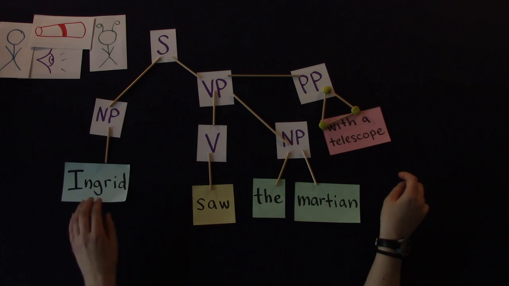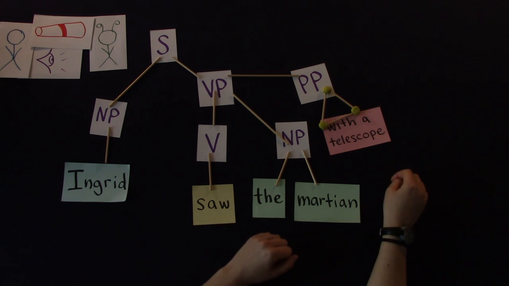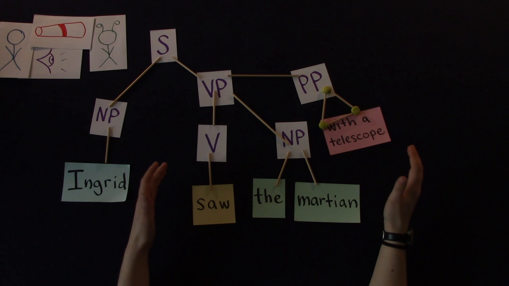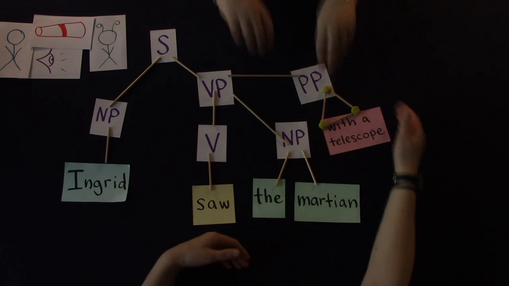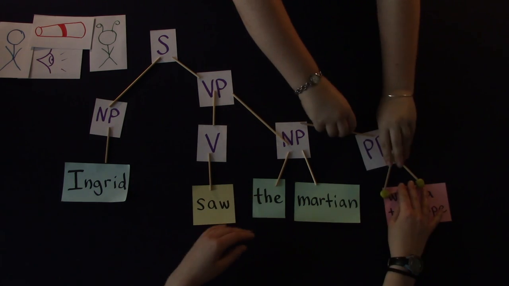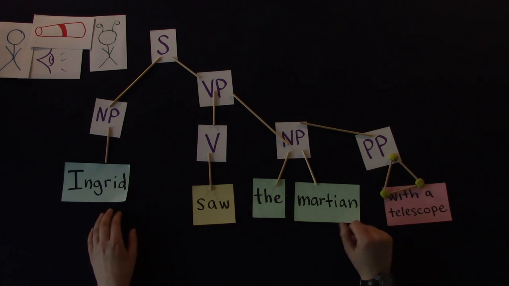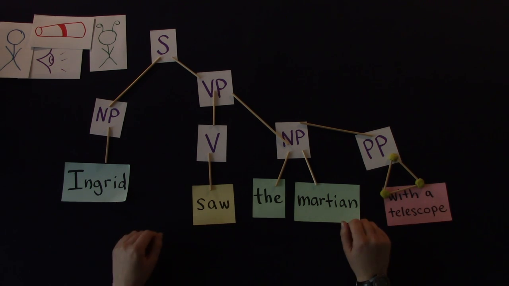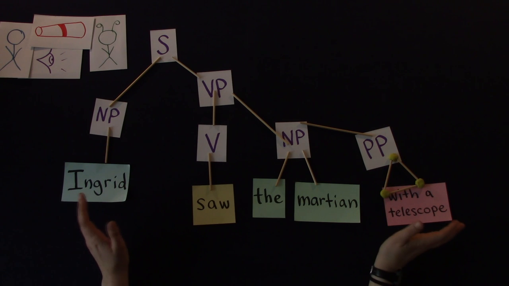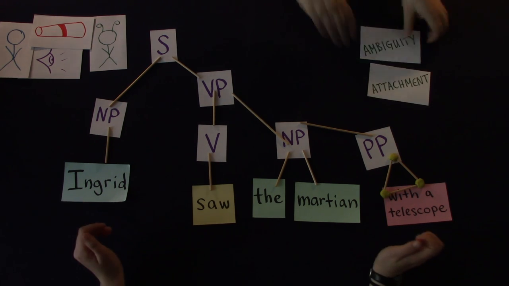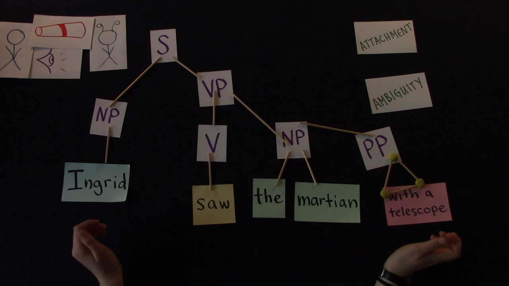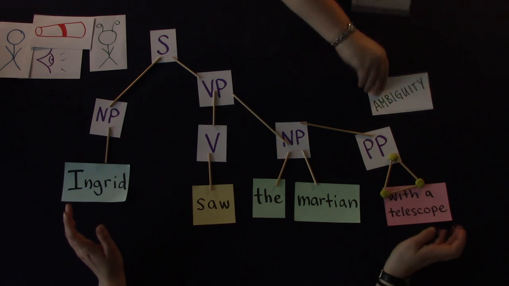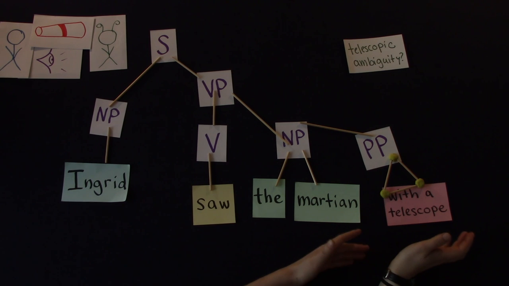But notice when we do this, it doesn't matter where the prepositional phrase attaches. Whether it's up here at the VP level or down here with the NP, it's still going to give us the linear order that puts the prepositional phrase right at the very end. Linguists call this phenomenon attachment ambiguity. The confusion arises from the fact that the linear order isn't giving the listener clear information about where the PP attaches. So what? Is this just a weird property of sentences with the word telescope in them?